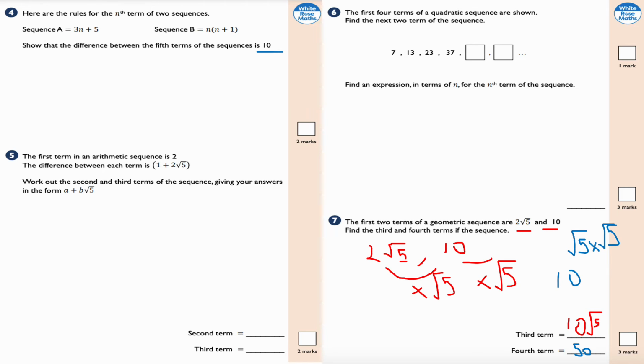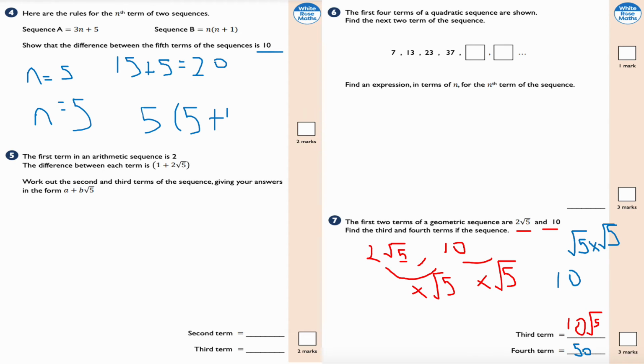Okay, so if I sub in n equals 5 into sequence A, I get 3 lots of 5, which is 15. 15 plus 5 is equal to 20. So the fifth term in my sequence A is 20, and the fifth term in sequence B, well, again, subbing that into my expression, I get 5 lots of 5 plus 1, okay, so it's in a bracket. 5 plus 1 is 6. 6 times 5 is equal to 30. If I do 30 take away 20, I get the answer of 10.